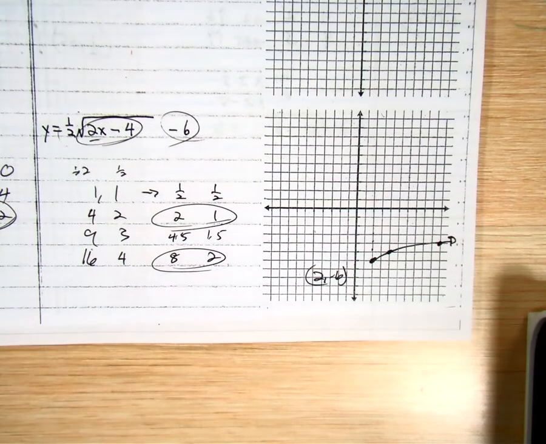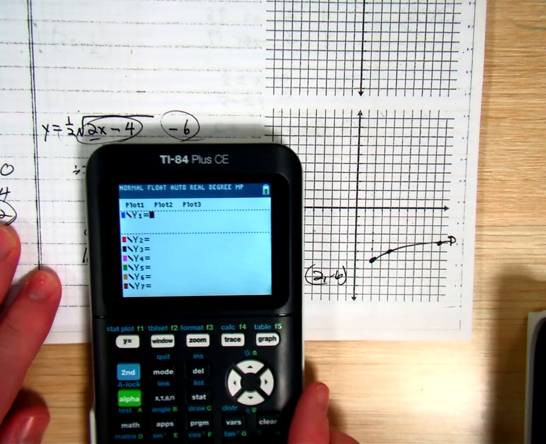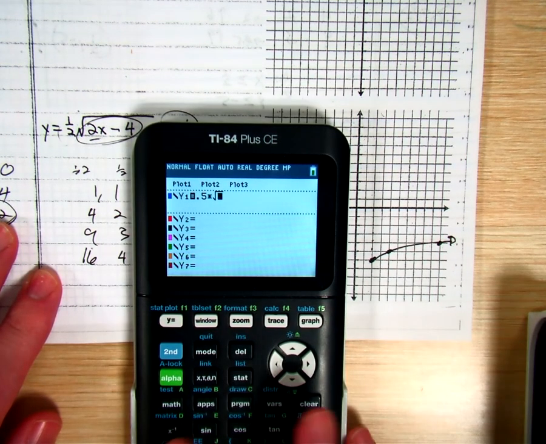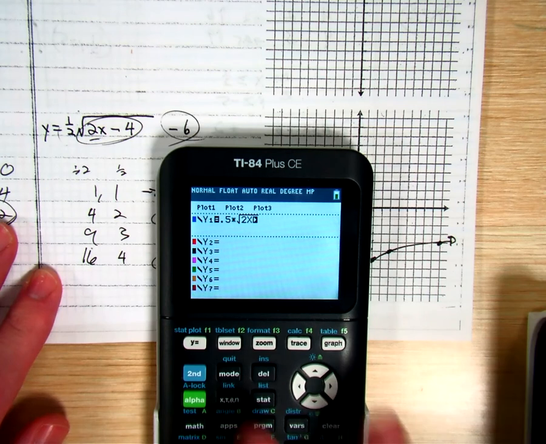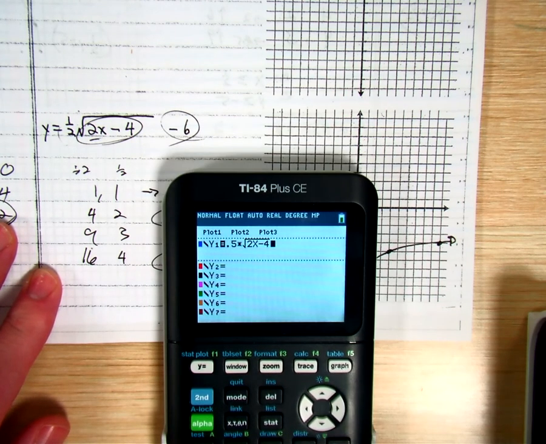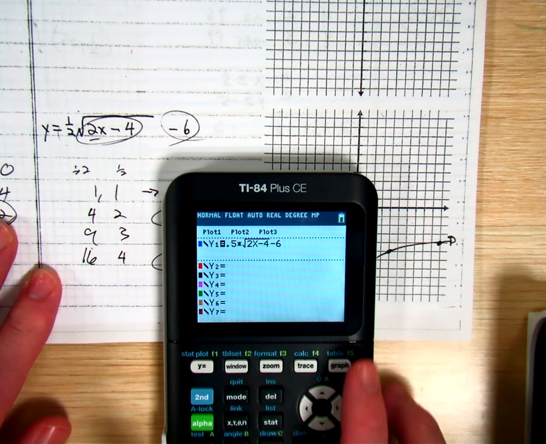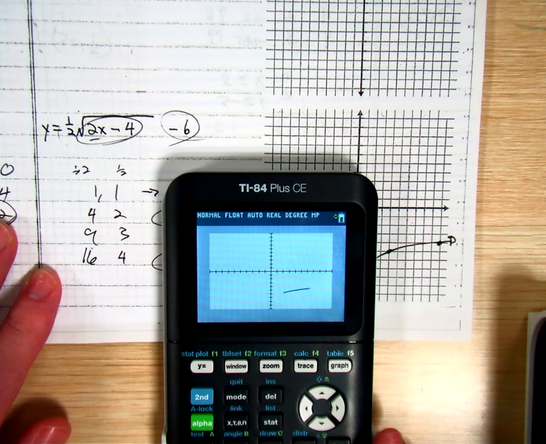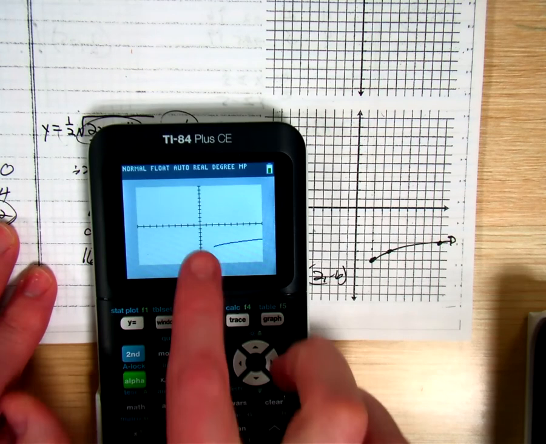Now another little cheater method for you. And sometimes it works and sometimes it doesn't. All right, you can check yourself with your calculator. If we type in 0.5 times the square root of 2x minus 4, arrow out. Make sure you're out from under the square root now. Minus 6. And we graph. Okay, we can see it's about the same.